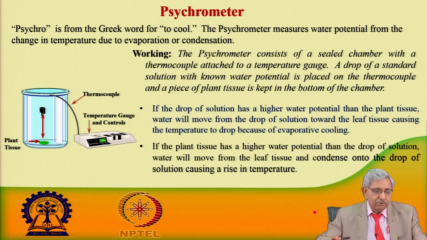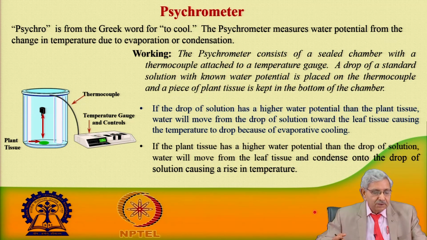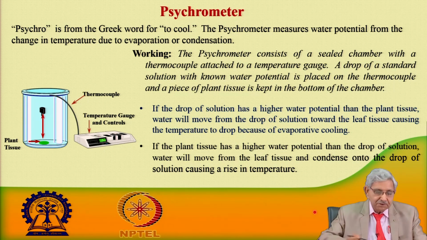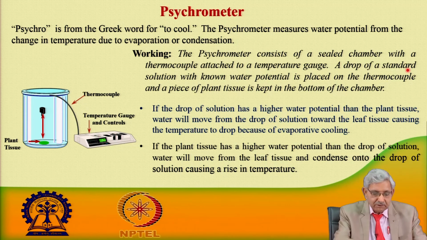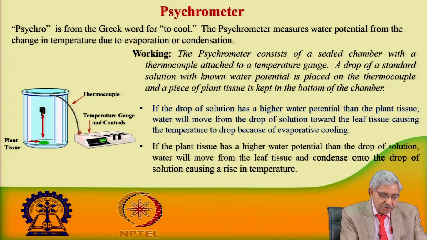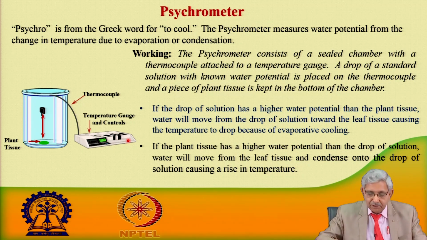Psychrometer is another device which I have told. Psychro is brought from the Greek word, which means to cool, and it measures water potential from change in the temperature due to evaporation or condensation. Psychrometer consists of a sealed chamber with a thermocouple. This thermocouple is attached to a temperature gauging device which measures the temperature.